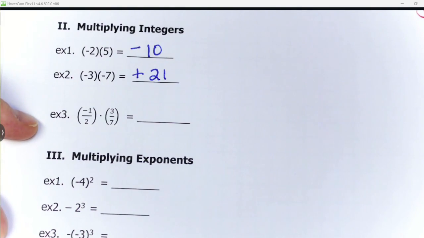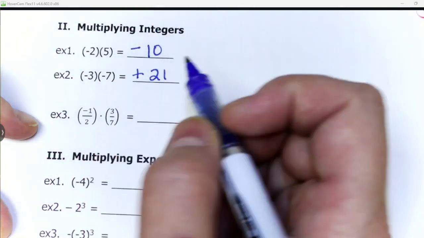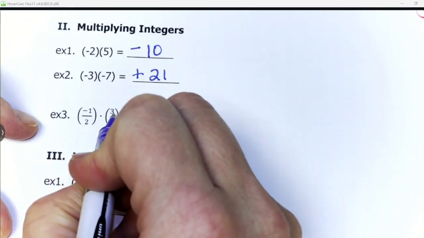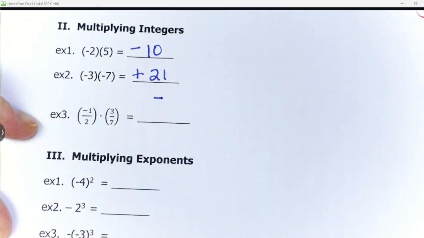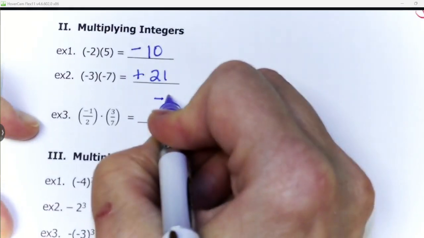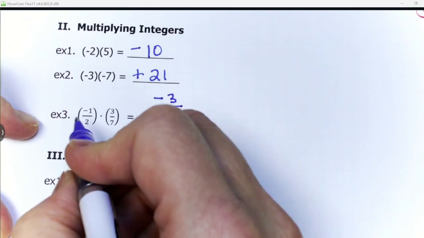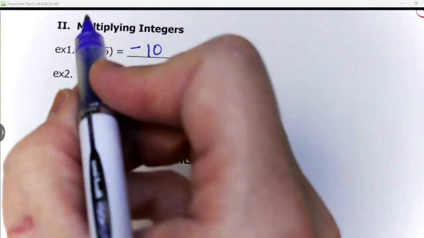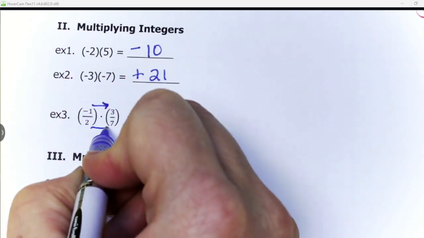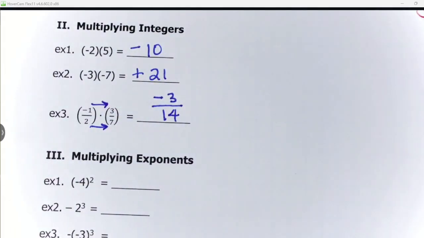Example 3, multiplying fractions. When you multiply fractions, you do not need a common denominator. You just multiply straight across. So I have a negative 1 times a positive 3. Oil and water don't mix. It's going to be a negative. 1 times 3 is 3 on the top. On the bottom, 2 times 7 is 14. So you just multiply the tops and the bottoms.